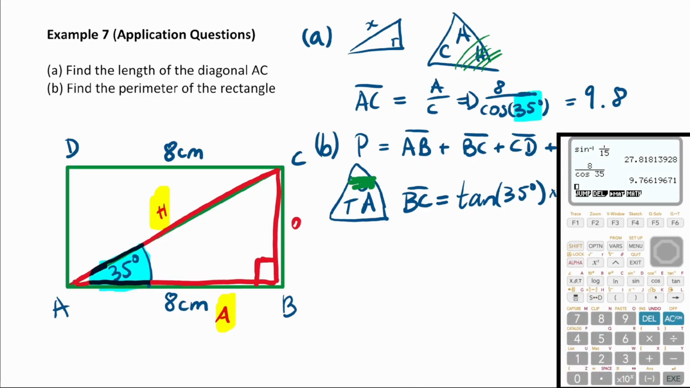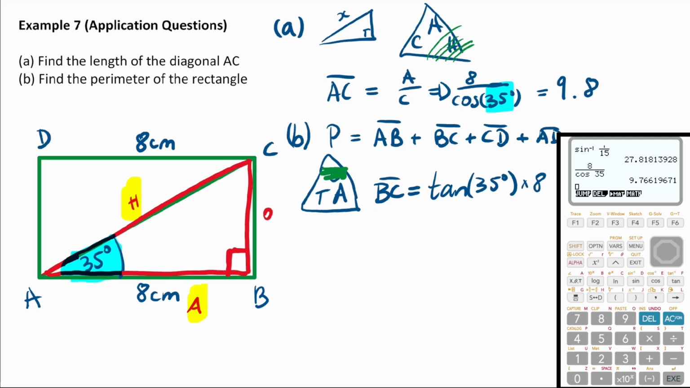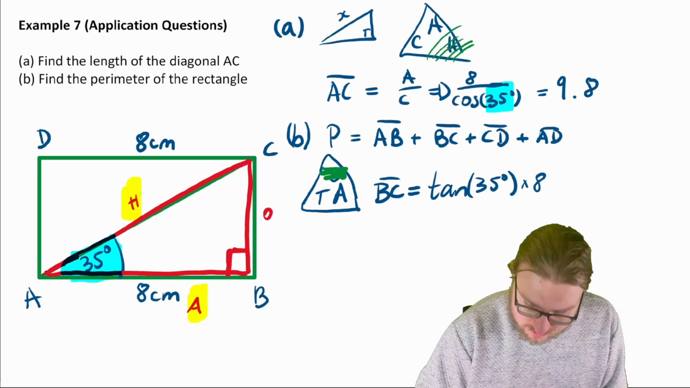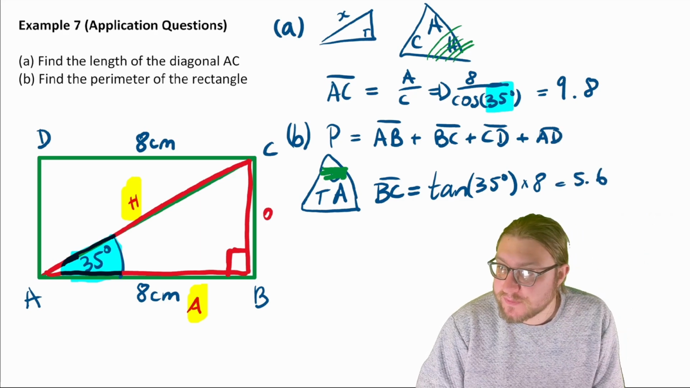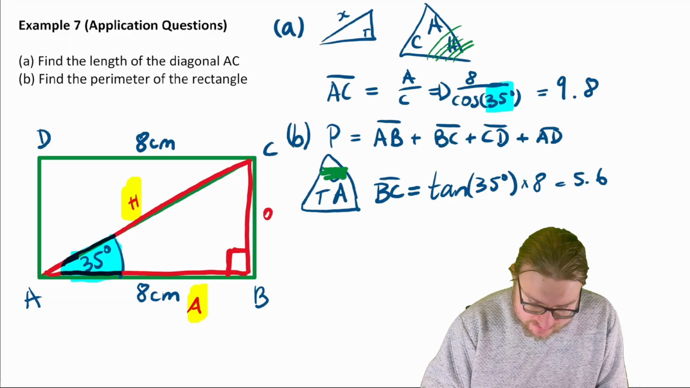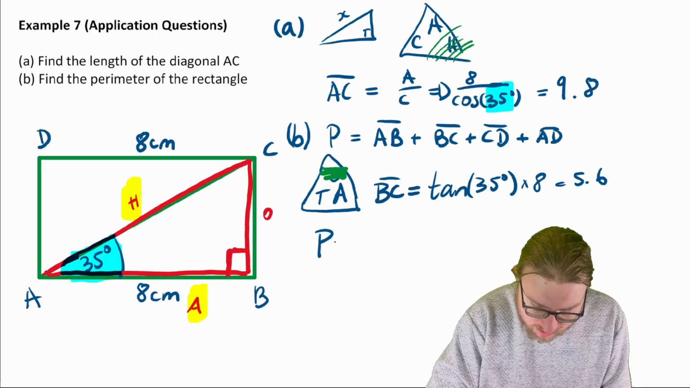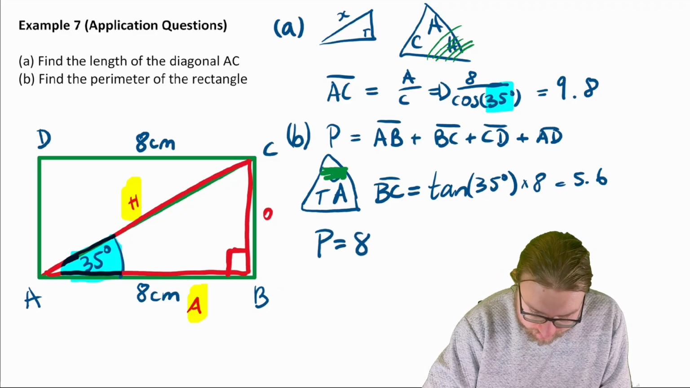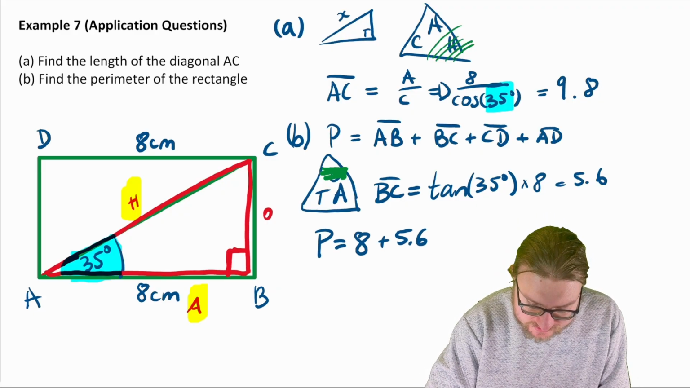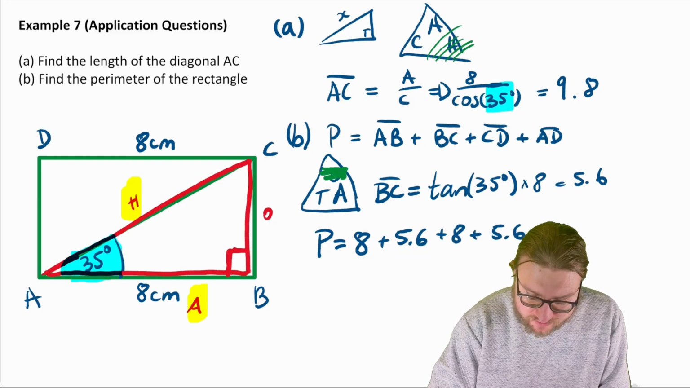Right, let's get our calculator out. Sorry if that doesn't fit perfectly on the screen. So we're going to get tan of 35 multiplied by 8. So we have 5.6. So what we know now is that the sides are 5.6 on both sides. So now we can write down our equation for the perimeter. We have 8, then we have 5.6, we have 8 again, and we have 5.6.